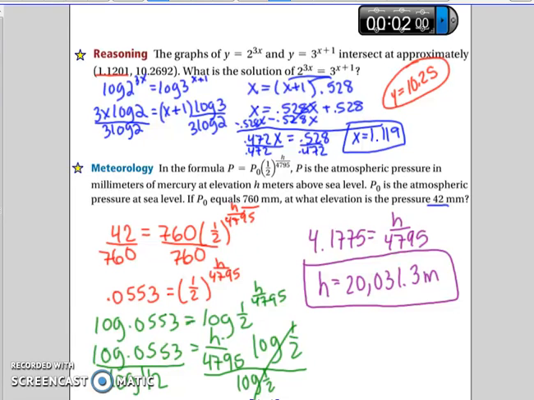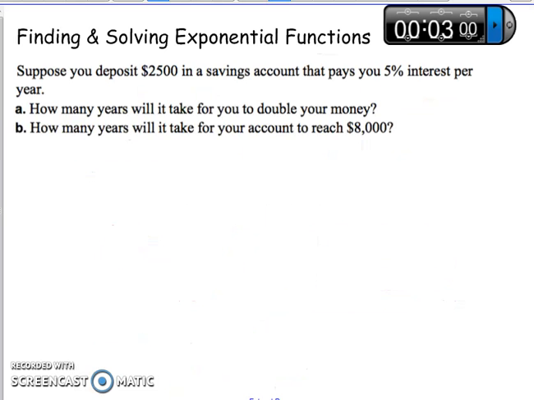Another example is when you have one of the problems that we've seen from the applications lesson, where we normally would use the table of values to find what t equals after we know the amount of money. But now we can solve it. So suppose you deposit $2,500 in a savings account that pays you 5% interest per year. So for part A, how many years will it take for you to double your money?